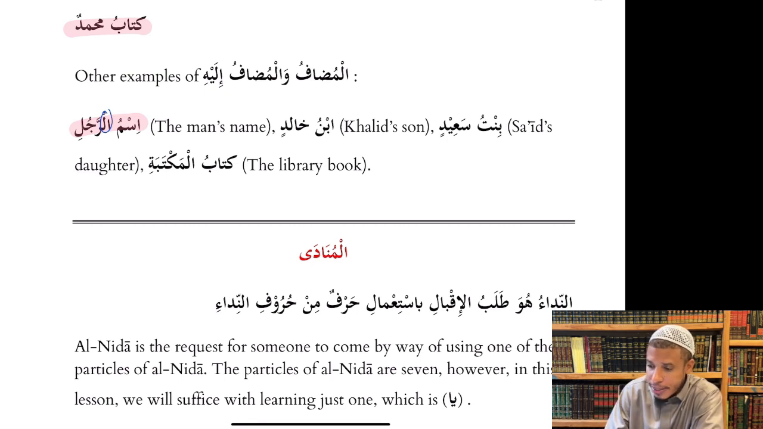Ibn Khalidin. Khalid's son. Ibn Khalid. So Ibn is mudaf. Khalid is mudaf ilay. Khalid's son. All right. We're attributing the son to Khalid, his father. Ibn Khalidin.